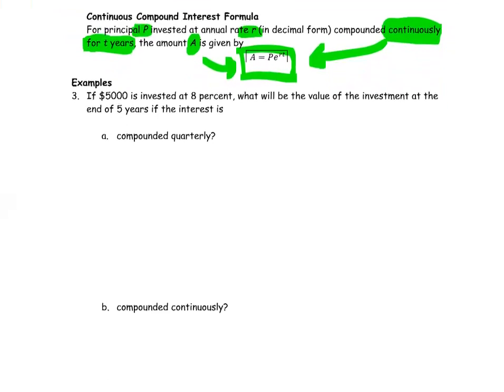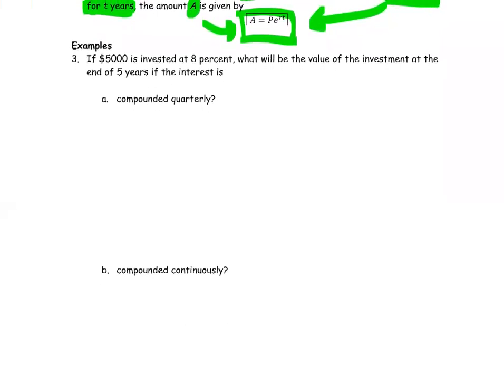For example 3, if $5,000 is invested at 8%, what will be the value of the investment at the end of 5 years if the interest is, part A, compounded quarterly, part B, compounded continuously? For this case, the information that we have: the principal P is 5,000, invested at 8%, which is the interest rate. 8% in decimal form is 0.08. The number of years, t, is 5 years.